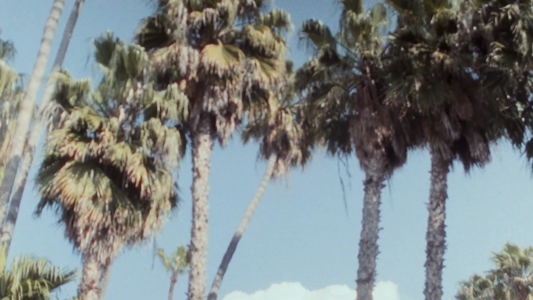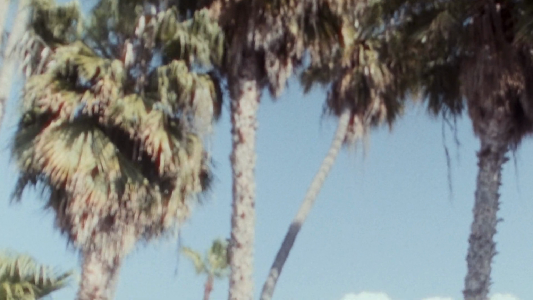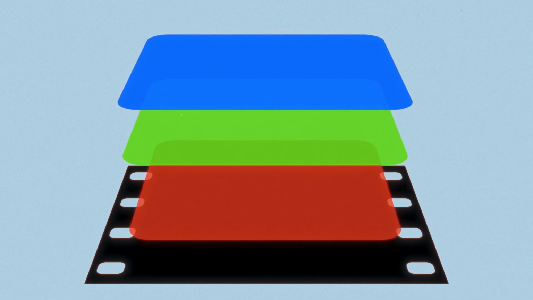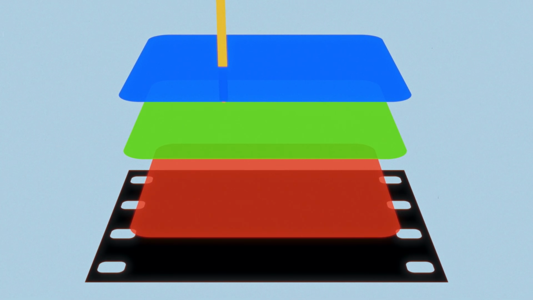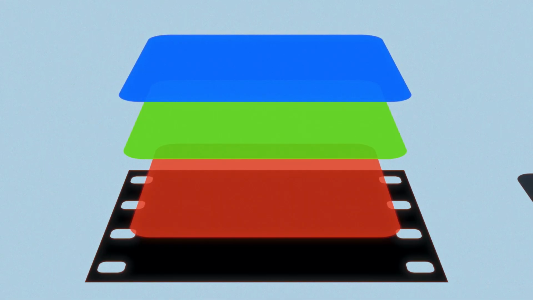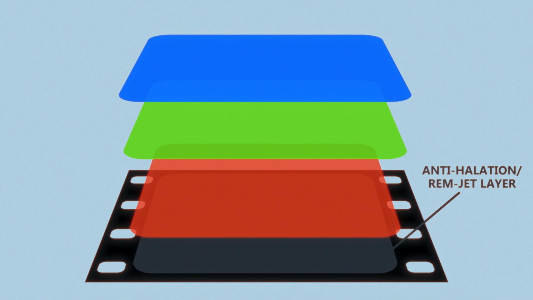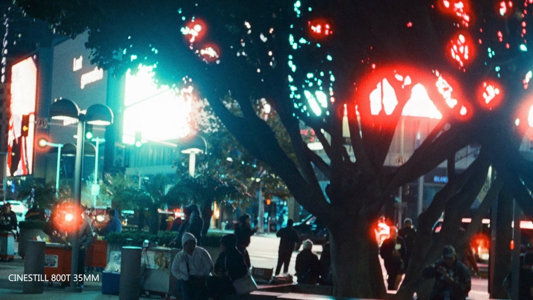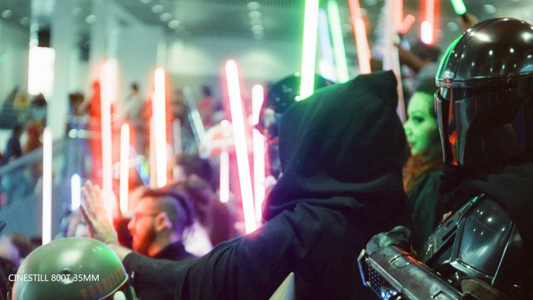Halation is a glow that occurs on film. Film has 3 color-sensitive layers, blue, green, and red. If light is particularly bright, it can travel through all 3 layers, then bounce back onto the red layer, which is on the bottom. This creates a red glow around highlights. Film stocks can have an anti-halation or remjet layer to reduce this, but if you've ever shot on Cinestill 800T film, for example, the remjet is removed to encourage halation.